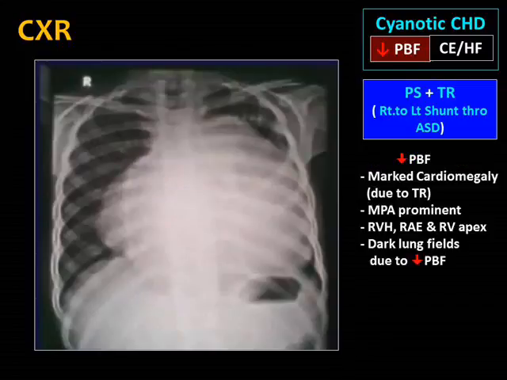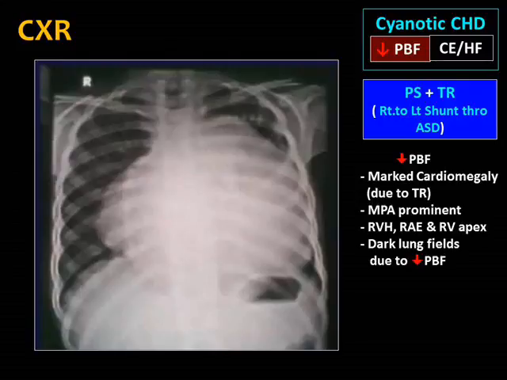This is a chest X-ray of another patient having cyanosis with decreased pulmonary blood flow with marked cardiomegaly. But this is a case of severe PS, pulmonary stenosis, with decreased pulmonary blood flow and right to left shunting across the ASD. Again, this shows marked enlargement of the heart due to the tricuspid regurgitation. Here also the MPA is prominent due to post-stenotic dilatation of the pulmonary artery.